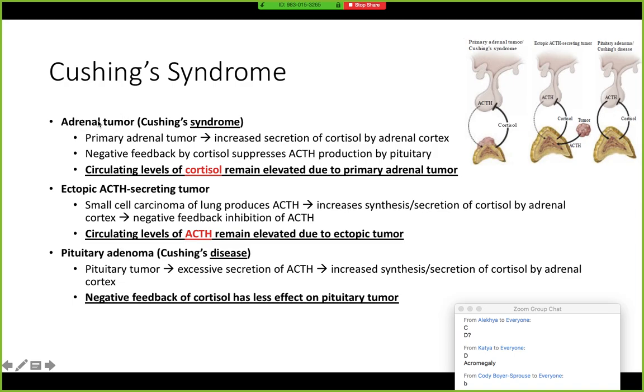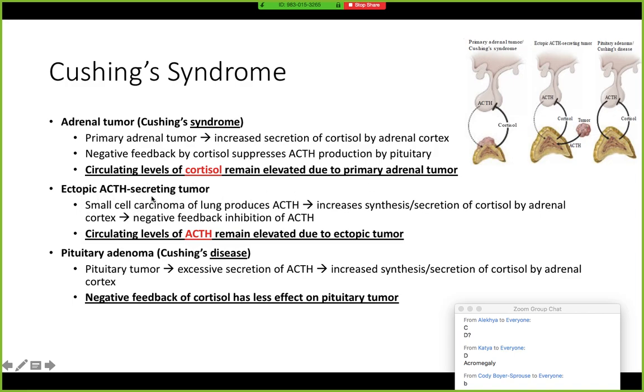So with an adrenal tumor, you're going to see an increased secretion of cortisol by the adrenal cortex, and then the cortisol is going to feedback inhibit the ACTH released by the pituitary gland. However, your circulating levels of cortisol are going to remain elevated, and that's due to the fact that you have an adrenal tumor.